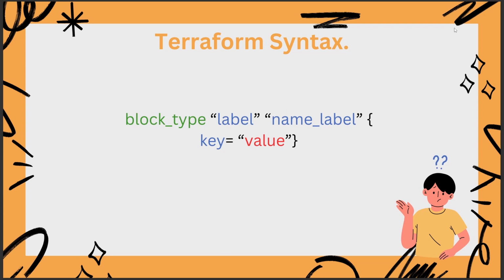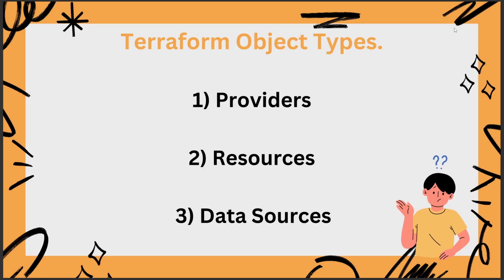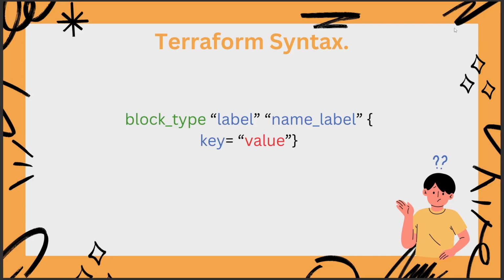Quickly looking at the Terraform syntax that we'll be using. First you would need to specify your block type, which is one of these: a resource, a provider, or a data source. And then the label name, and then inside of the curly brackets, you can have a key and a value for that key.